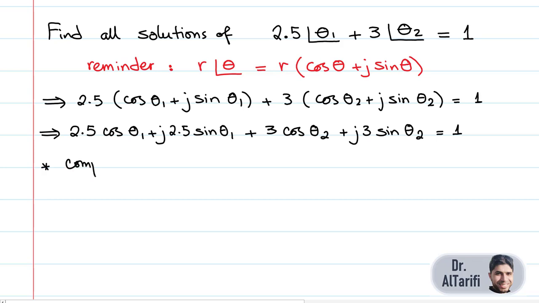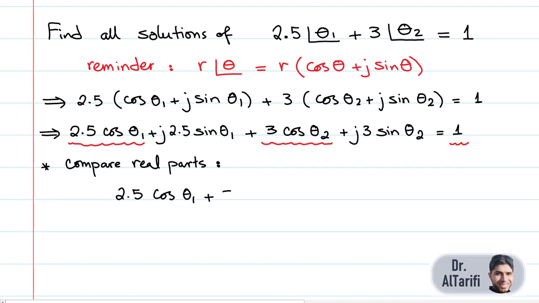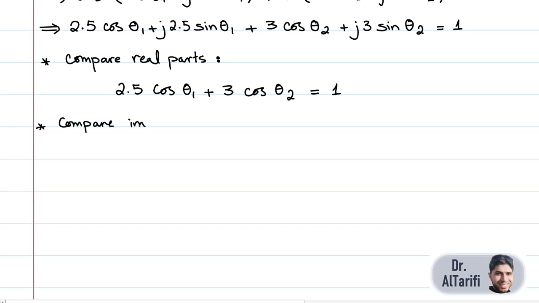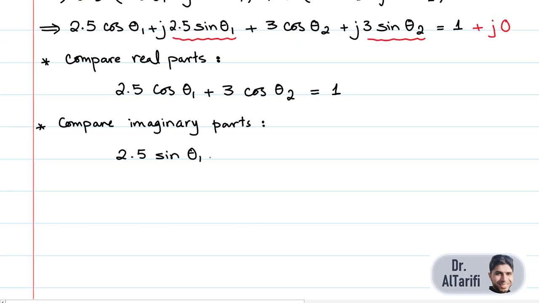For this equation to be true, the real parts in both sides of the equation should be equal, which gives us equation number 1. And imaginary parts of both sides of the equation should also be equal, which gives us equation number 2.